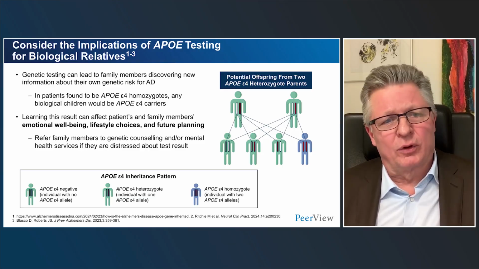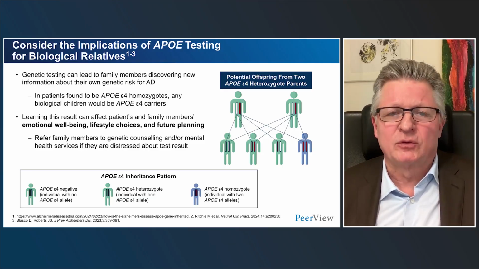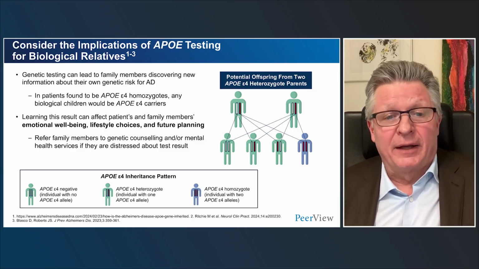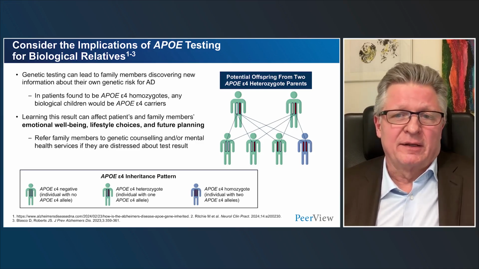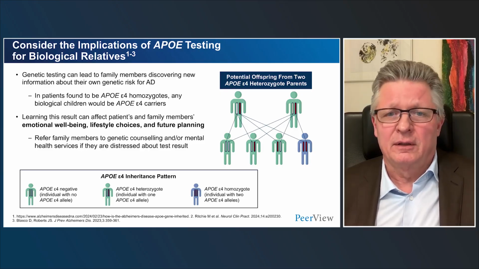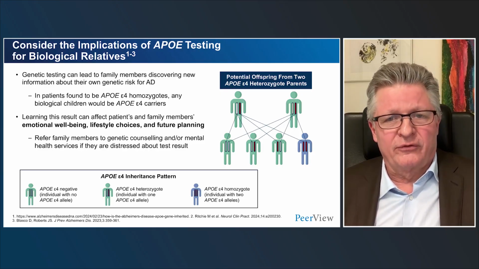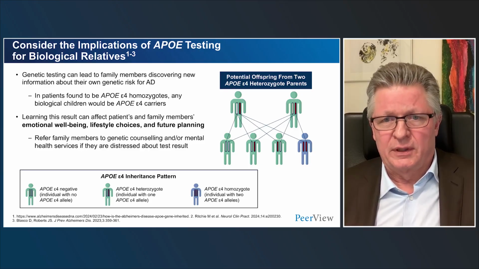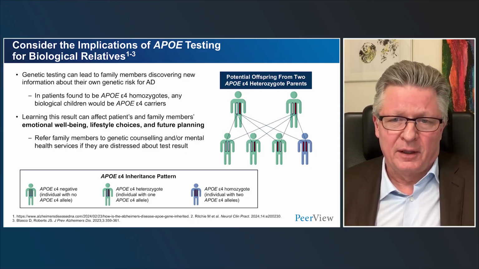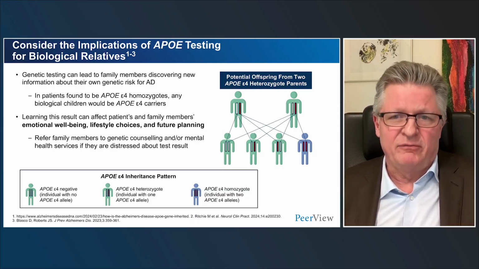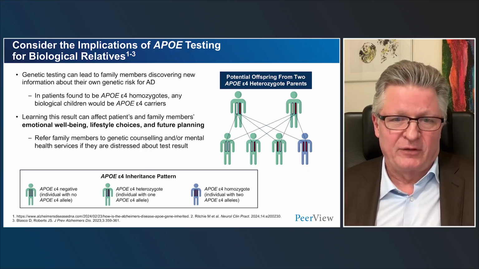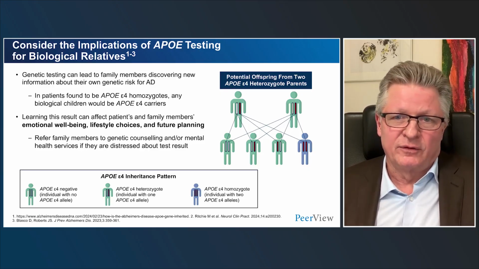This is why it's important to have really good counseling, refer family members to specific genetic counseling, and maybe mental health services if they are distressed about the results. However, I must say that there is longer-standing research on disclosing APOE status in healthy individuals, and this has shown that disclosing APOE4 status to patients and also to siblings and children is usually safe and usually does not cause strong psychological distress. But this is, of course, something to be considered.